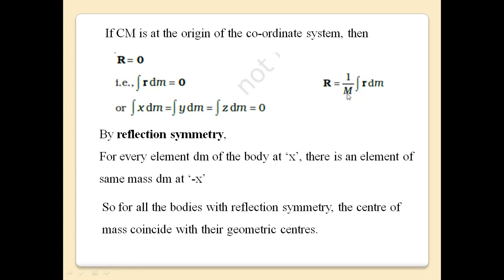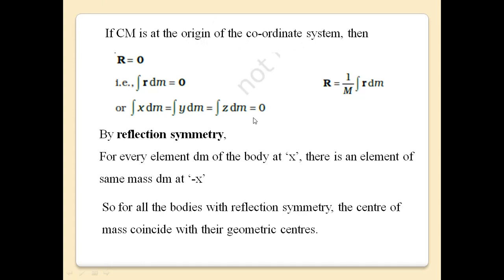So mass cannot be 0. Mass of a homogeneous system cannot be 0. Therefore, integral r dm equals 0. And therefore, integral x dm, integral y dm, integral z dm, all these are 0. That is, if the center of mass is at the origin of the coordinate system, then all these terms will turn to 0.